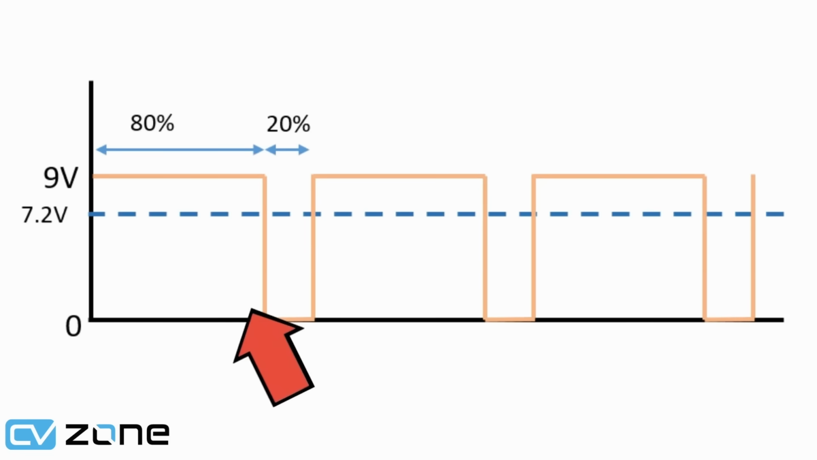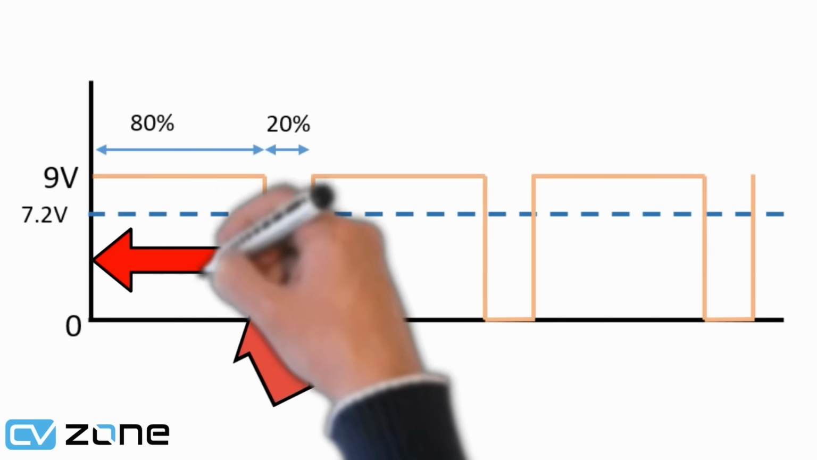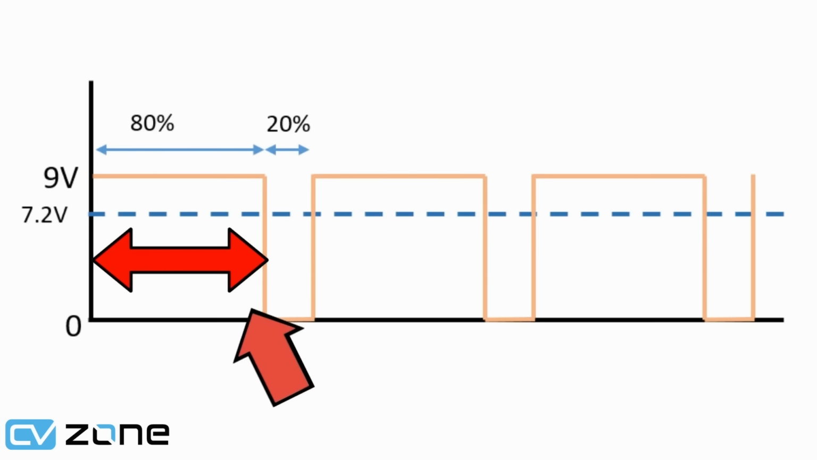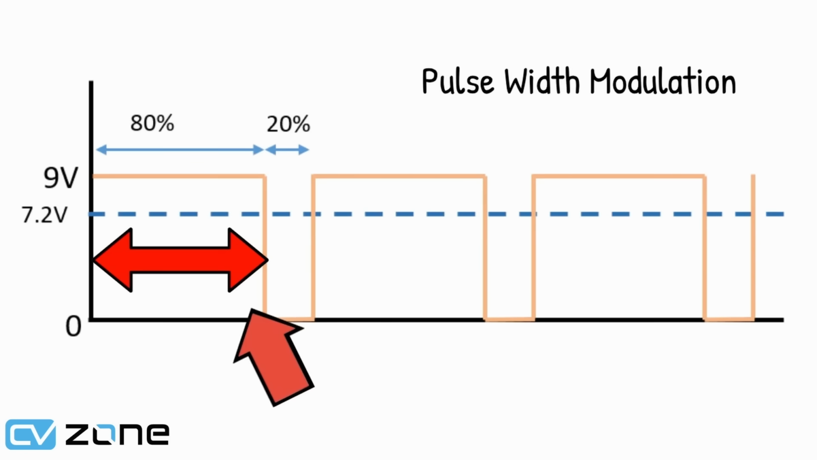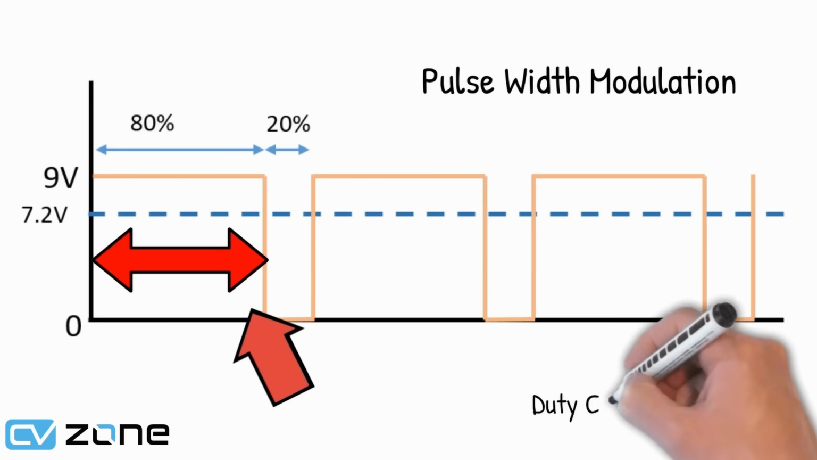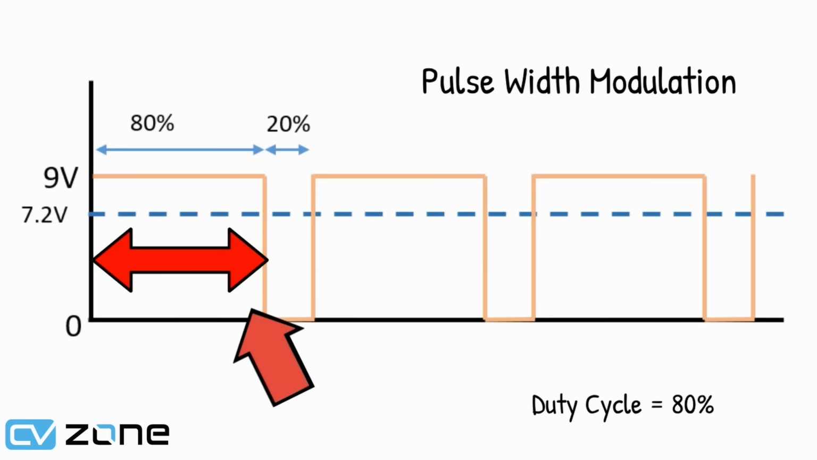So this here is our pulse, and by changing its width, we are controlling the speed. Therefore, the term arises: pulse width modulation. The percentage of the on time is known as the duty cycle. So in this example, the duty cycle would be 80%.